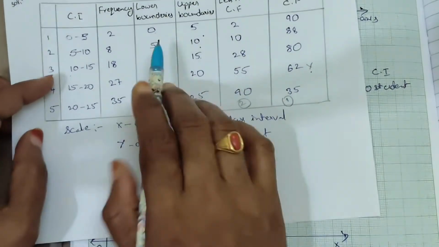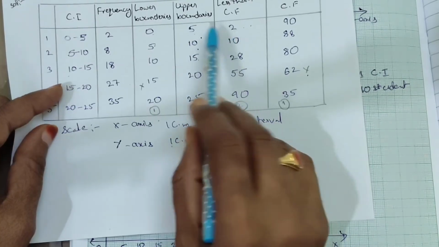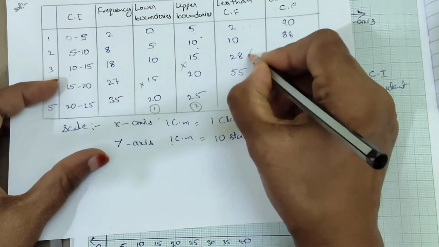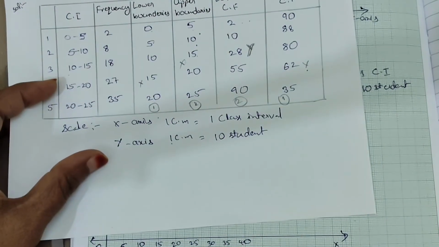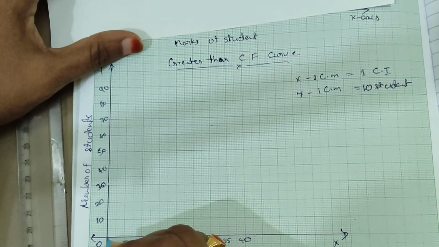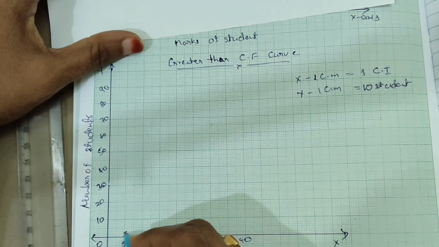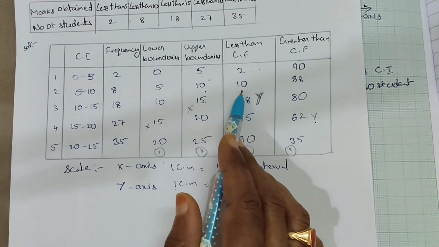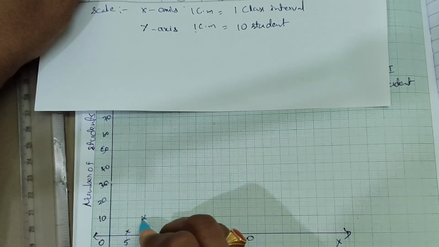First, observing the upper boundaries and less than cumulative frequency, we get 5 and 2: x-axis on 5, y-axis on 2. Don't confuse the axes. So 5 comma 2 is the first point. Now next, 10 comma 10: x-axis on 10, y-axis on 10.